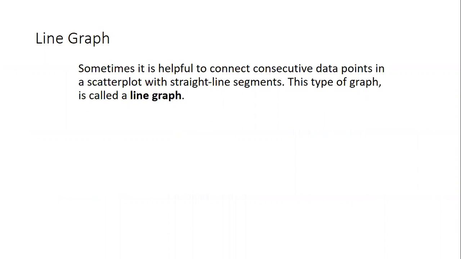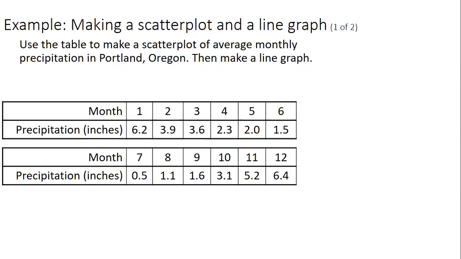Continuing. So line graphs. So we're at our line graph. Sometimes it's helpful to connect these points when you do a scatter plot, right? Is it going to always be helpful to connect a scatter plot? No, but most of the time it is. And when we connect them, we're creating what's called a line graph. So here's this example. We have this relation between months and precipitation. Precipitation of rain in Portland, Oregon.